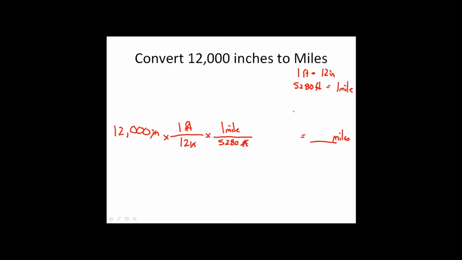Here's miles, and I also see it in the ending too. So I know the problem stops when they match. Now I have to go ahead and solve the problem here, okay? So it's going to be 12,000 times 1 times 1, which gives me 12,000, and that's going to be miles. On the bottom of the equation, I have 12 times 5,280, which gives me 63,360. So now I'm left with doing 12,000 divided by 63,360 to determine how many miles I have.